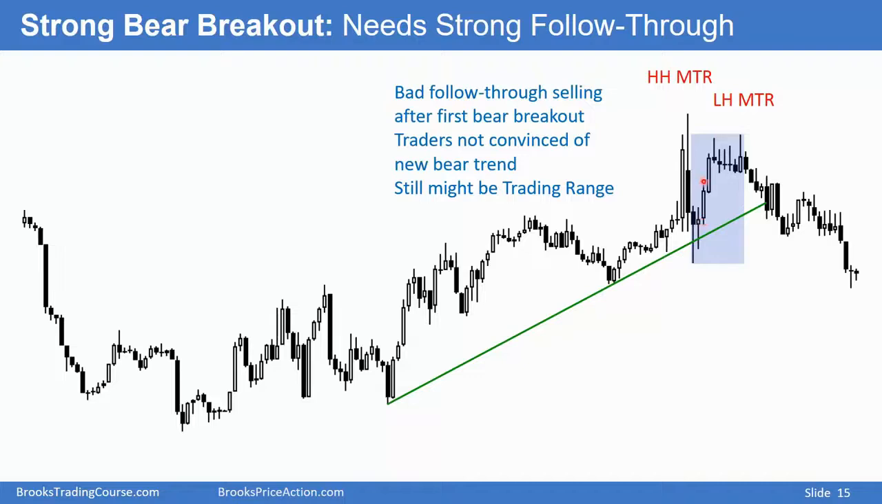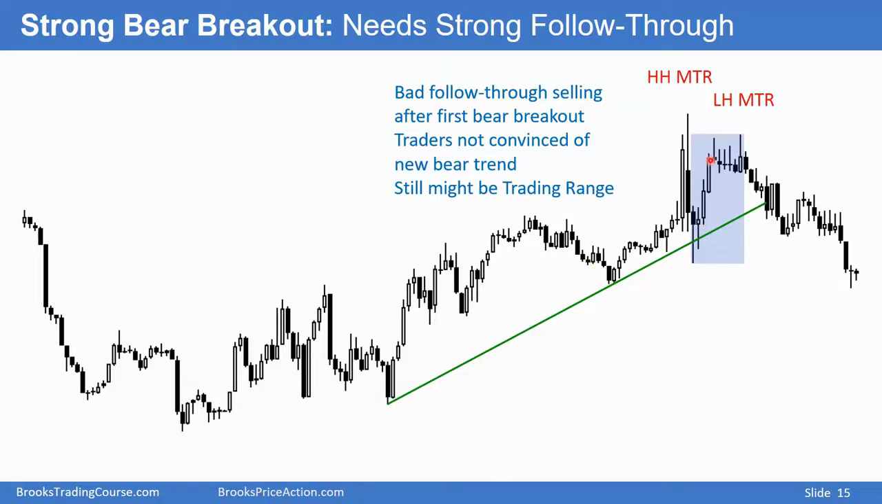Very bad follow-through selling. Strong reversal down, bear bar, but instead of a series of consecutive bear bars, we got a very big reversal up. The traders are not convinced that this is the start of a bear trend, even though it's a higher high major trend reversal. I could draw a trend line here, a bear break below the trend line, higher high major trend reversal, but very strong bull trend resumption up.